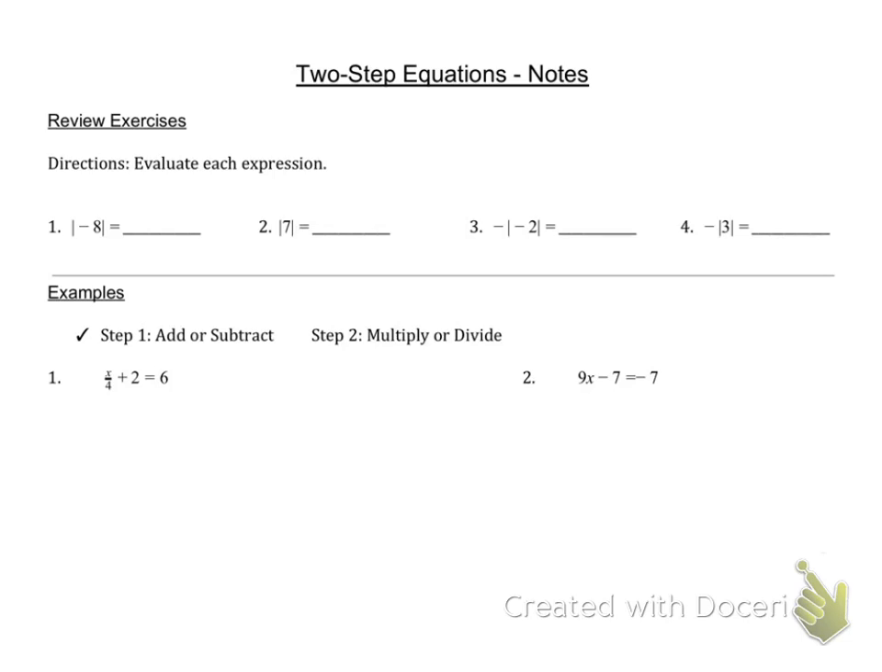So the directions state evaluate each expression. Well, the absolute value of -8 is the distance -8 is from 0, which is a +8. Number 2, the absolute value of 7 is 7 because it's 7 units away from 0. Number 3, the absolute value of -2 is 2, and then we have this negative out front, so our answer is -2. Number 4, the absolute value of 3 is 3, and then we bring down that negative, so we have -3.